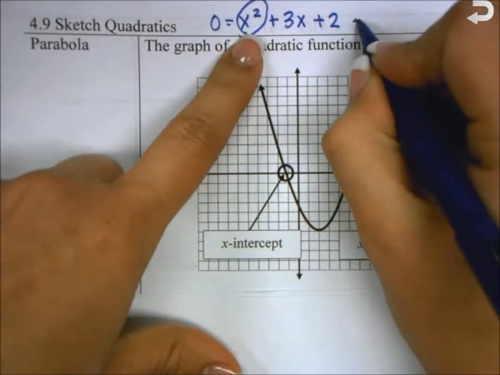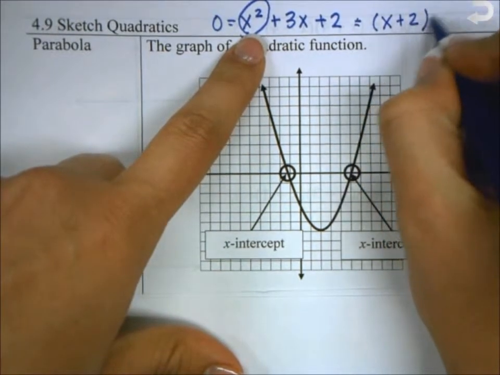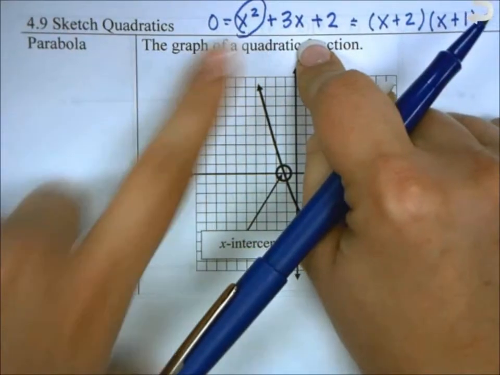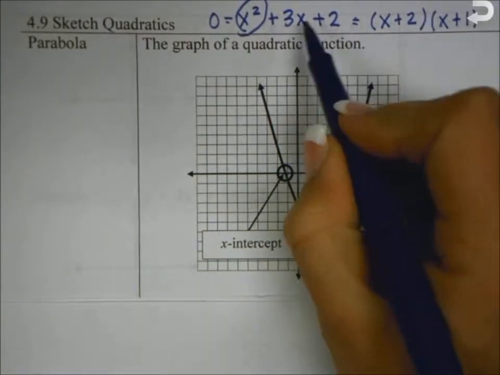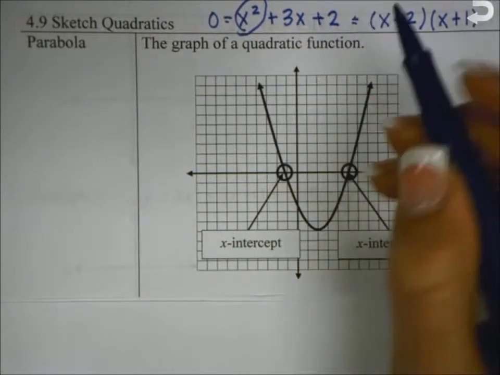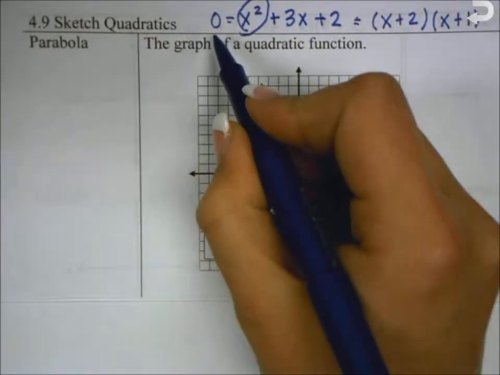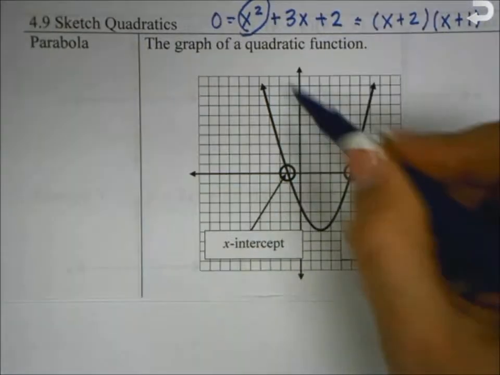Remember, every time that we factored, in this case, this one would factor to x plus 2 times x plus 1, and I use the diamond method on that, because 2 times 1 gives me 2, and 2 plus 1 gives me 3. When we solve these things, like what we did on Friday, or Thursday, or Wednesday for this class, we had to set it equal to 0, and then we solved for x using the zero product property.